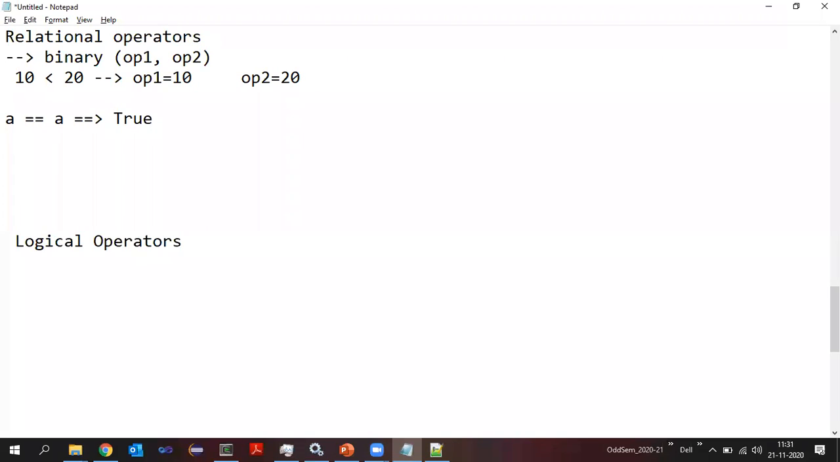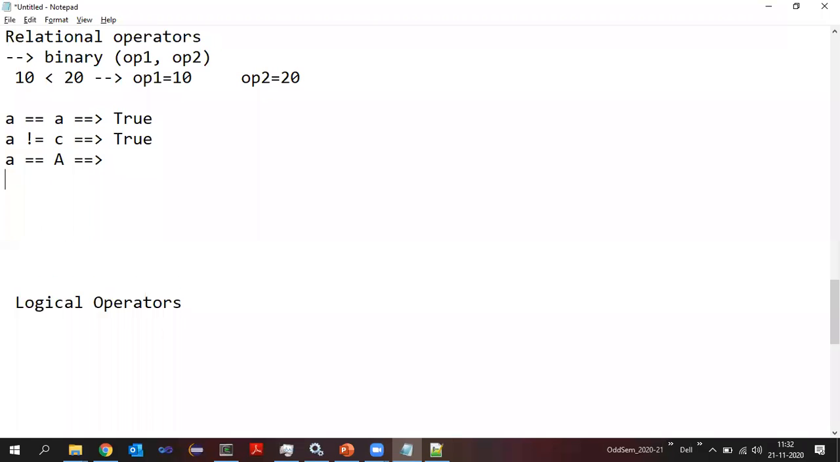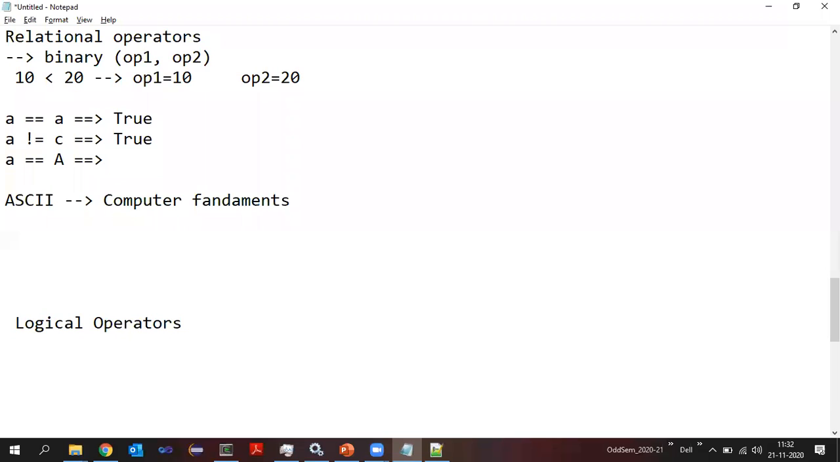At the same time, if I write A not equal to C, what will be the result? Yes, definitely A is not equal to C, both are two different ones. That is true here. Now there is one more thing: if I put small letter a equal to capital letter A. Have you studied something called ASCII in your computer fundamentals? Yes, sir. Very good, that means you know something called ASCII. Can anybody tell me the full form of ASCII?